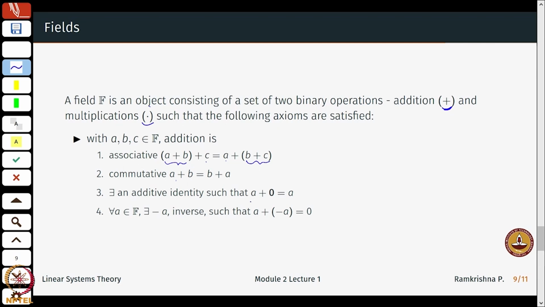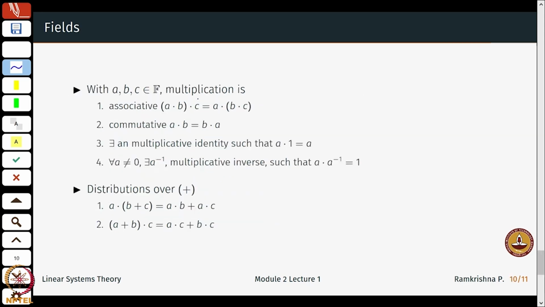There will always exist an additive identity 0 such that A plus 0 will just give me the same point A. For all elements in this field F, there will exist an inverse minus A such that A plus minus A gives me 0, and this 0 is the additive identity here. Similarly, we have rules associated with multiplication.